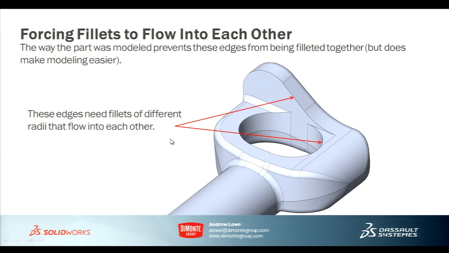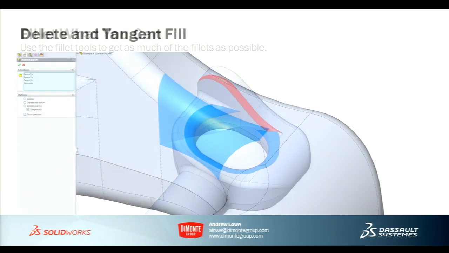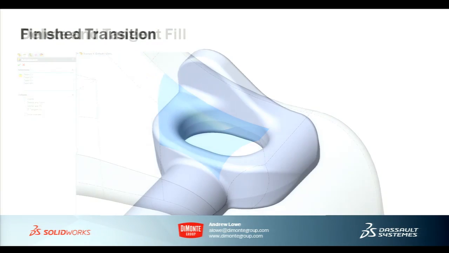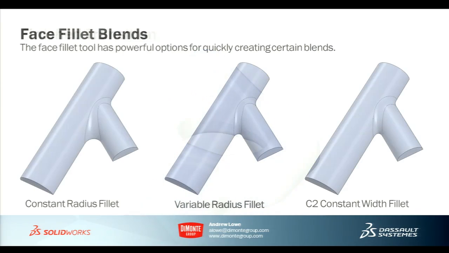So sometimes when you run into these modeling situations, get what you can. Use the fillet tool to add as many fillets to the model as possible. Then you can create a new, smoother transition in certain areas by using the delete and tangent fill option. And here we see our finished transition. We have one fillet smoothly fade into another.